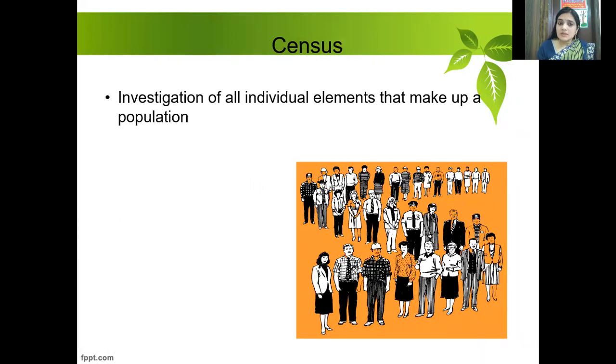Then census. Census basically is investigation of all individual elements that make up a population. For example, we were talking about people in Chandigarh. When we talk about people in Chandigarh, then census means you will be visiting each and every person residing in Chandigarh, and that would be called a census. If you select a subgroup and then measure their attitudes, that would be sampling.